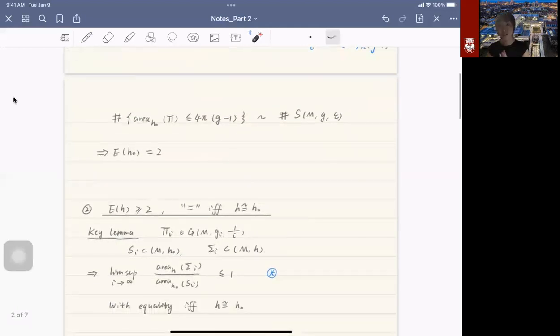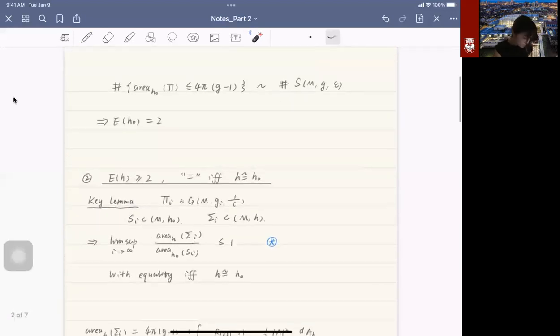Now let's move on to the second case. Suppose we have another Riemannian metric h on M, and it has sectional curvature less than or equal to -1. Then we can say the entropy must be greater than or equal to 2. Moreover, the equality holds if and only if h is isometric to h_0, the hyperbolic metric. And to prove that, I only want to mention the key lemma in the proof, because the theorem follows directly from this lemma.